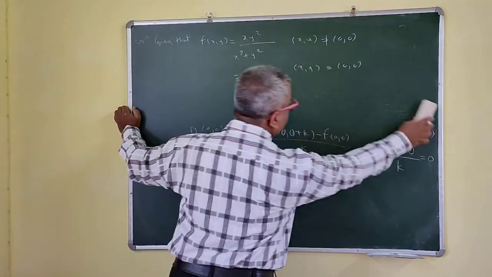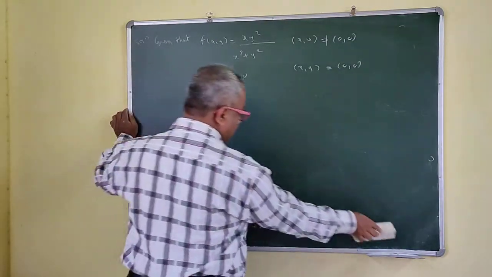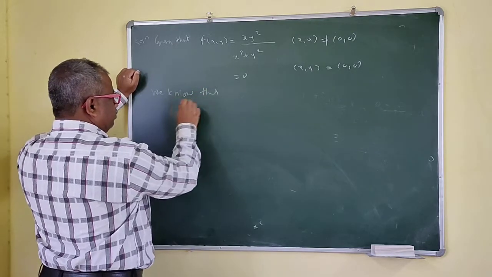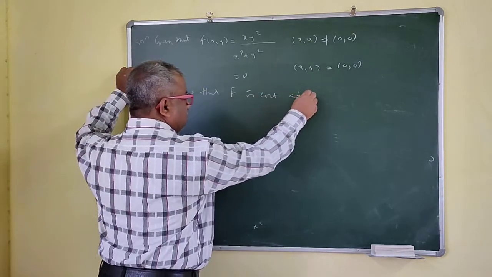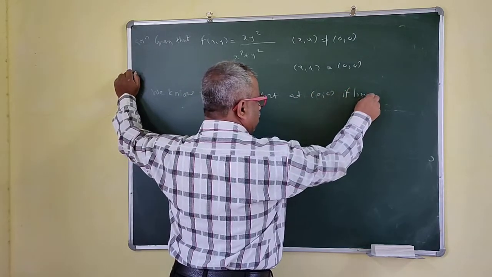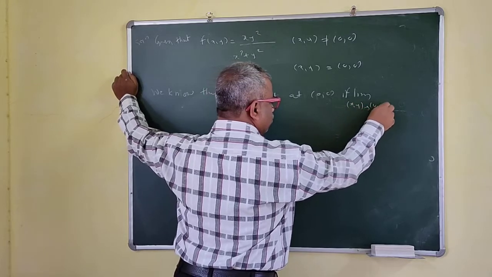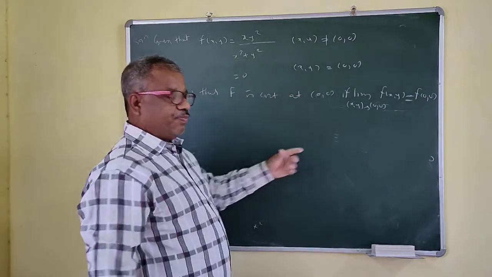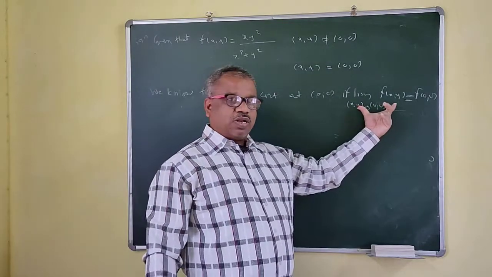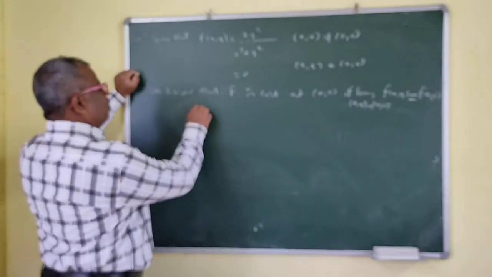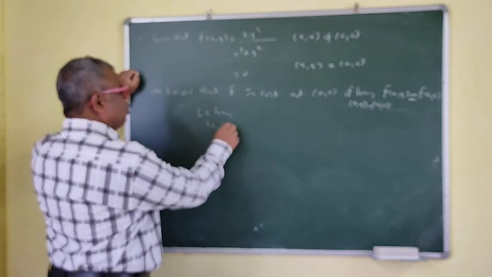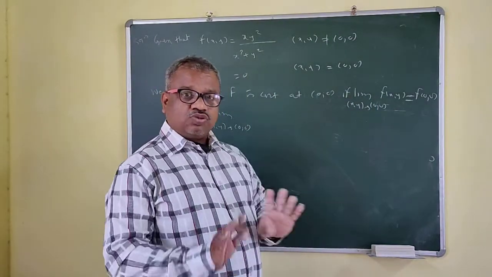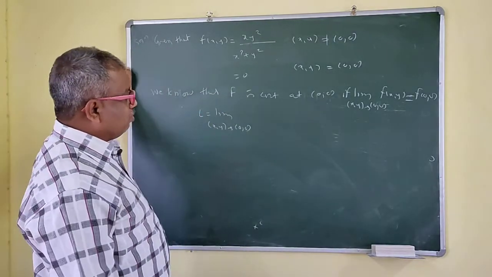Now we'll discuss the continuity of this one. We know that f is continuous at 0, 0 if limit x, y tends to 0, 0 of f of x, y is equal to f of 0, 0. We have the value of f of 0, 0 as 0, so we only need to find the limit. If these two are equal, then the function is continuous. To show that it is not continuous, we have to show that this limit does not exist.